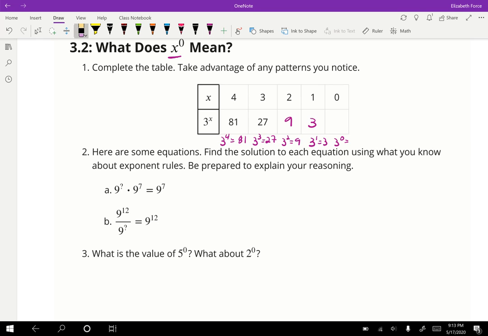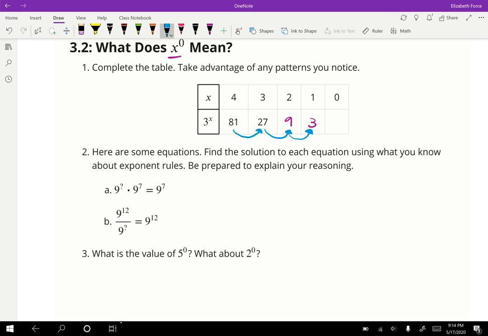Before I answer that, I want you to take a look at what's happening from 81 to 27, and then what is going from 27 to 9. What can we do to each one of these numbers that will produce the next number? It's got to be the same thing that we do to each one, because that's what a rule means. You apply the rule to each one to get the next one.